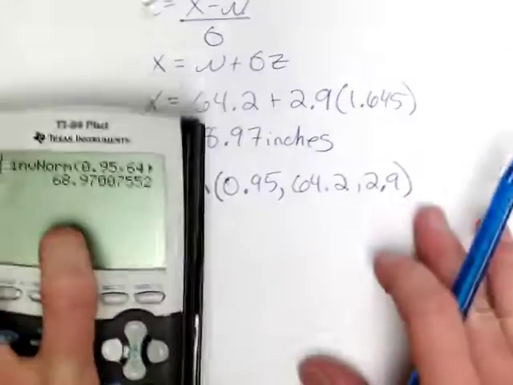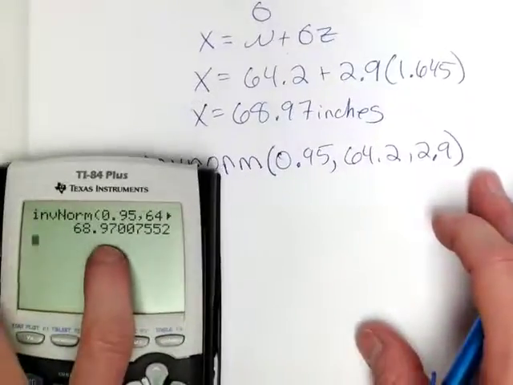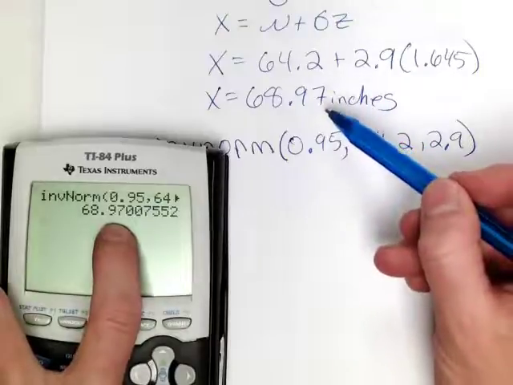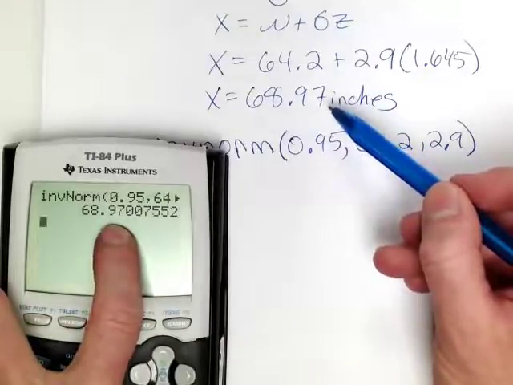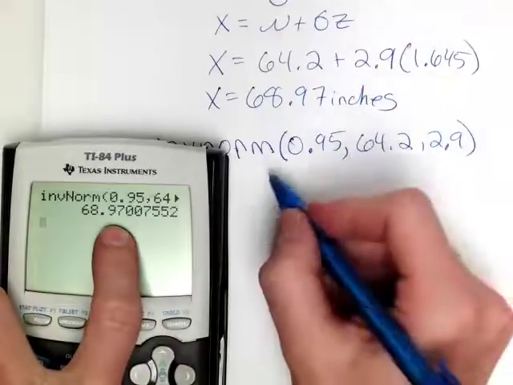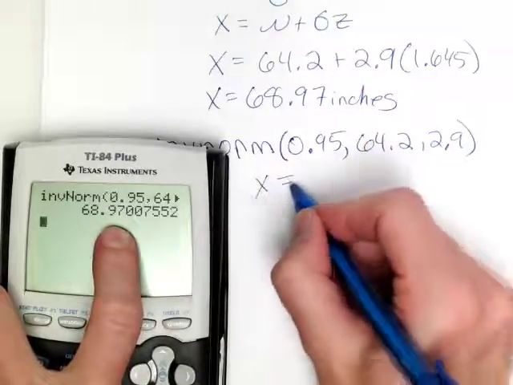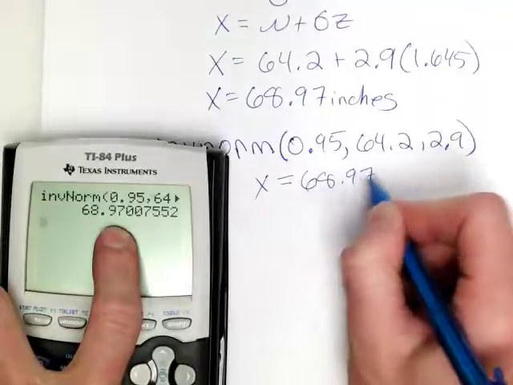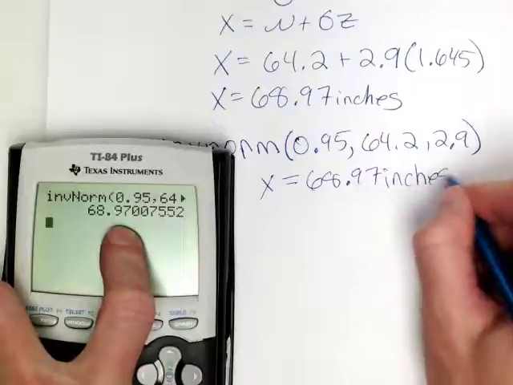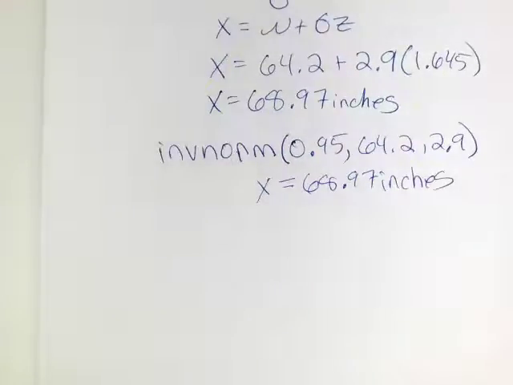The answer that the calculator returns is very close to what we got when we approximated that z-score using the standard normal table, and then we went ahead and unstandardized it. So again, x is approximately 68.97 inches. You can round to however many decimal places you need to round for your problem. I hope that helps you understand how to use the inverse normal function to answer questions.